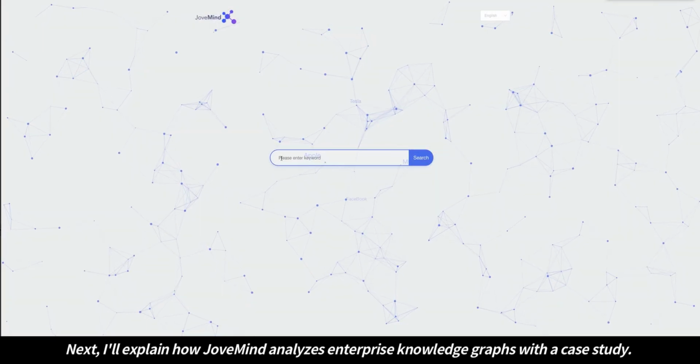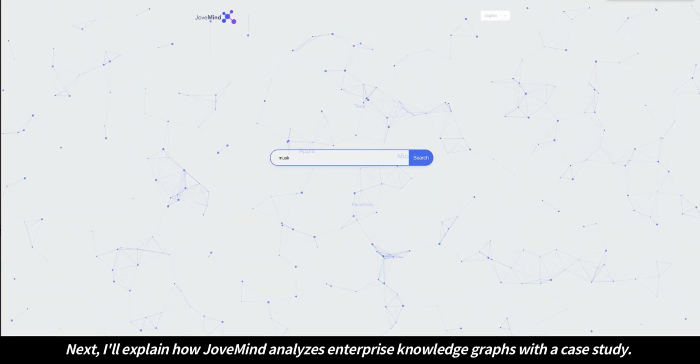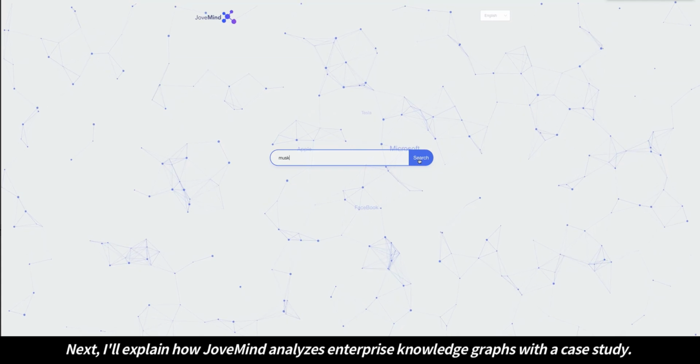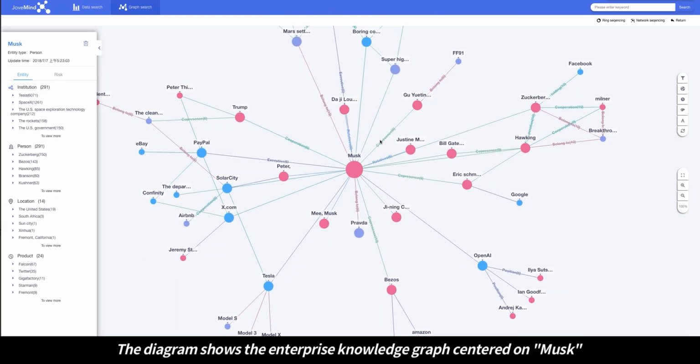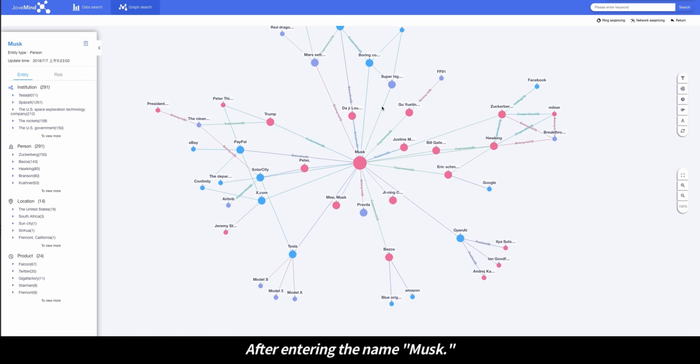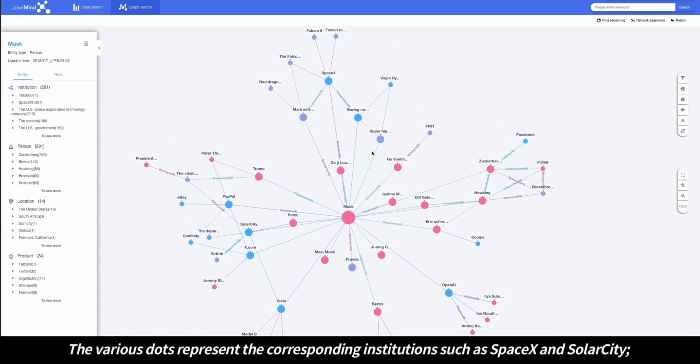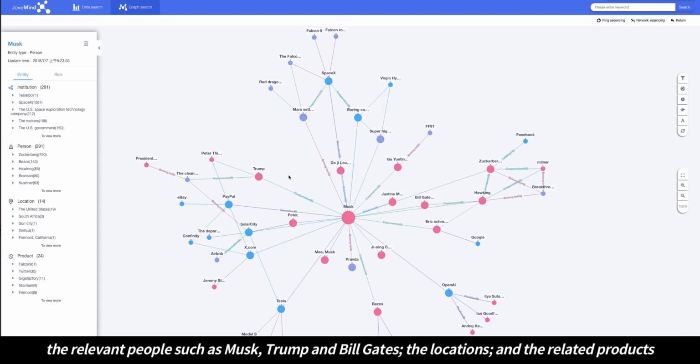Next, I'll explain how JoveMind analyzes enterprise knowledge graphs with a case study. The diagram shows the enterprise knowledge graph centered on Musk. After entering the name Musk, the various dots represent the corresponding institutions such as SpaceX and SolarCity, the relevant people such as Musk, Trump, and Bill Gates, the locations, and the related products.